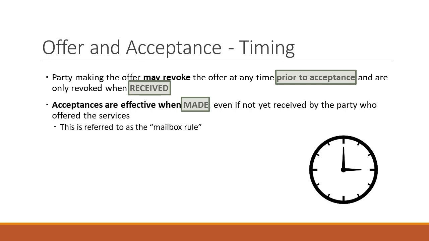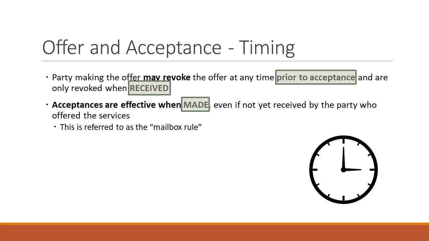And so that's this question. This whole thing is called the mailbox rule. It comes up much less these days because everybody does things by email, and offers and acceptances are almost simultaneous. But occasionally you're going to get a proposal in the mail, or you can make the argument that, well, I sent it to you by email, I didn't open my emails until a few days later, so I never saw your revocation.